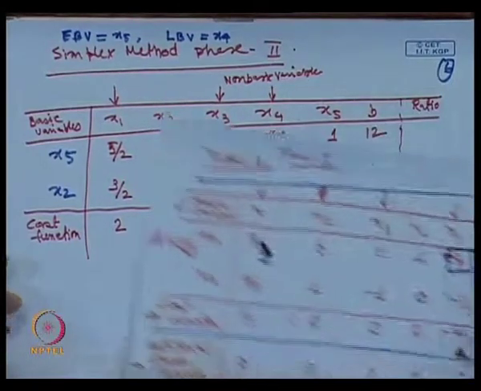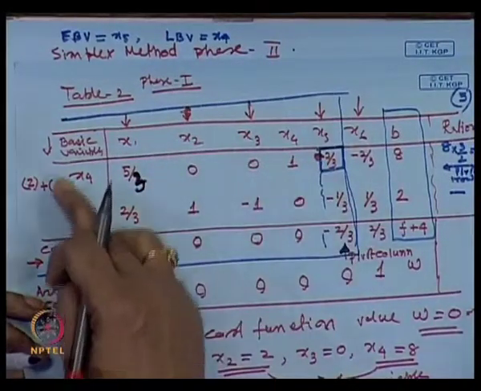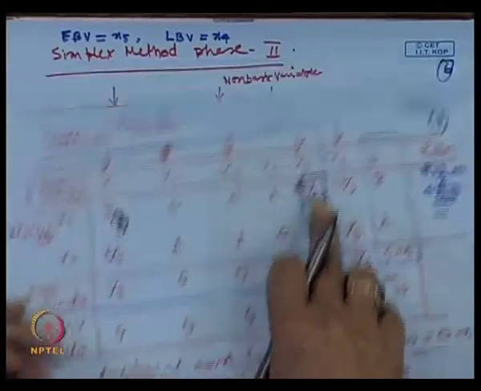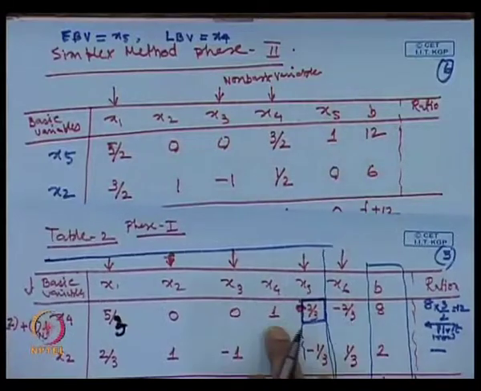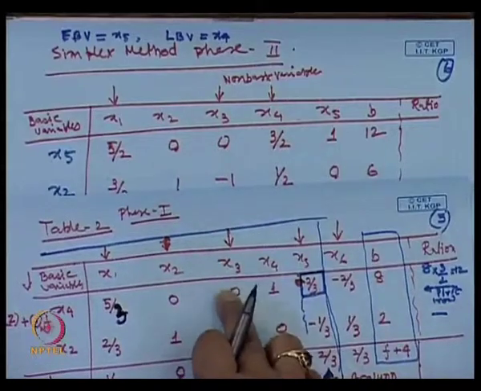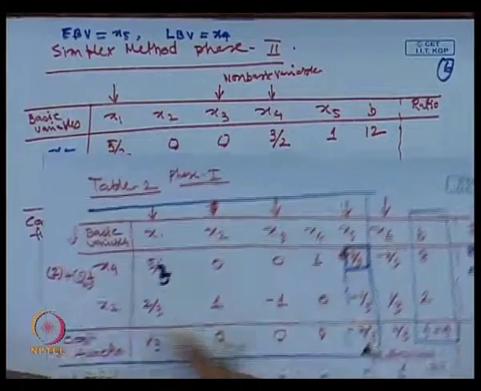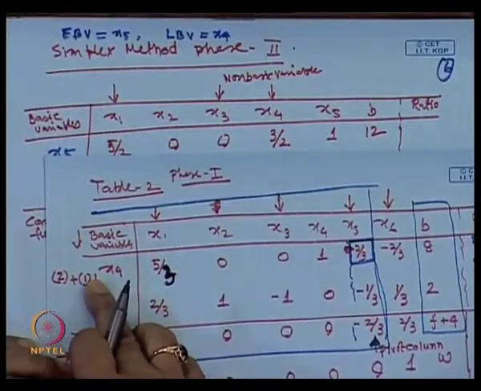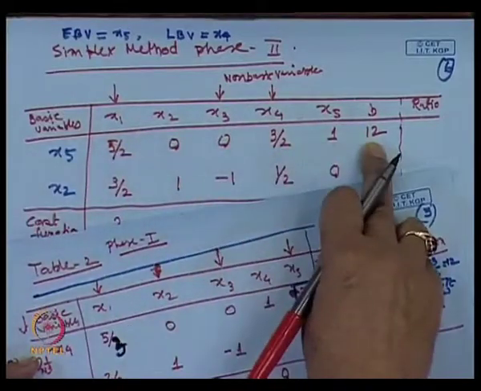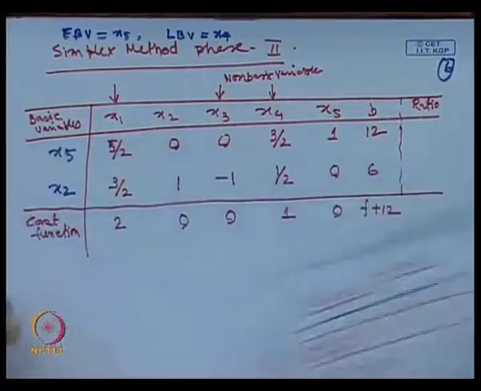You see what I did: this equation number 1 you normalized by 2 by 3, so the x 5 coefficient will be 1. I normalized by 2 by 3, this will be 3 by 2, this is 0, this is 0, this will be 5 by 2. Then what I did, this equation I multiplied by 1/3 and added with this equation, then you will get these things.